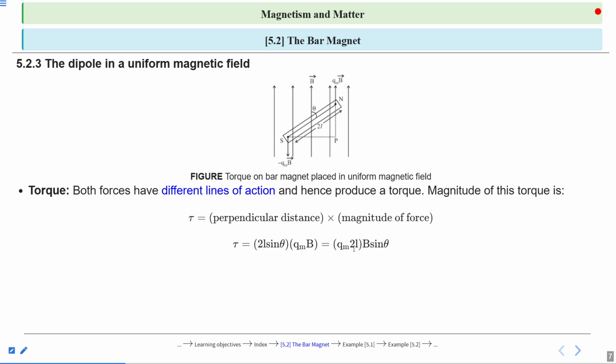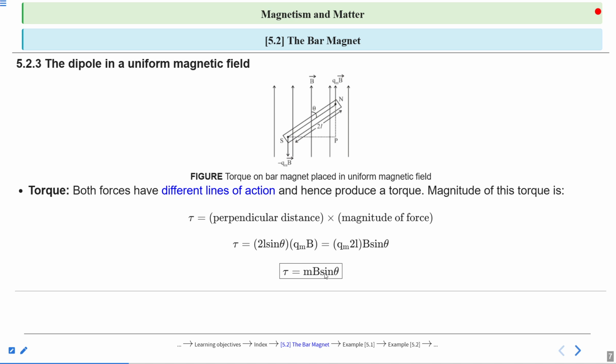So this QM into 2L, what is this? Magnetic moment. It is similar to electric moment, the electric dipole moment. What is electric dipole moment? Charge into separation between the two charges. That is electric dipole moment. What is magnetic dipole moment? Pole strength into separation between the two poles of the bar magnet. So QM into 2L B sine theta, so tau will result as MB sine theta.